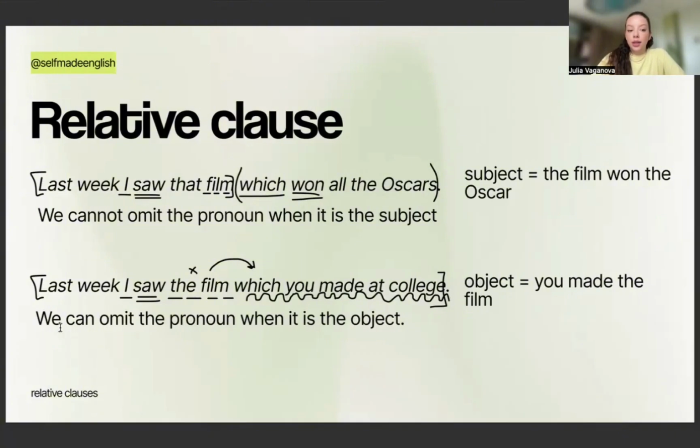At the same time, we can omit the pronoun when it is the object of the sentence. To omit means to leave out, just in case you didn't know this word. Last week I saw the film which you made at college. We can omit this pronoun and it will be the following way. Last week I saw the film you made at college, right? So my students do sometimes have doubts, like why are which, whose, whom omitted, and it's basically okay. We can omit these pronouns in relative clauses.